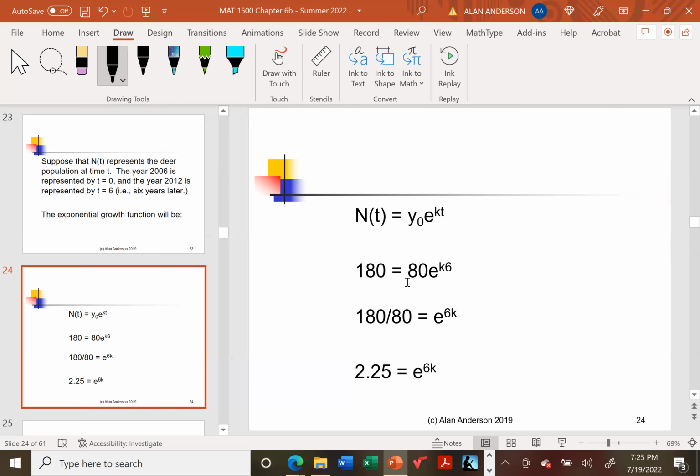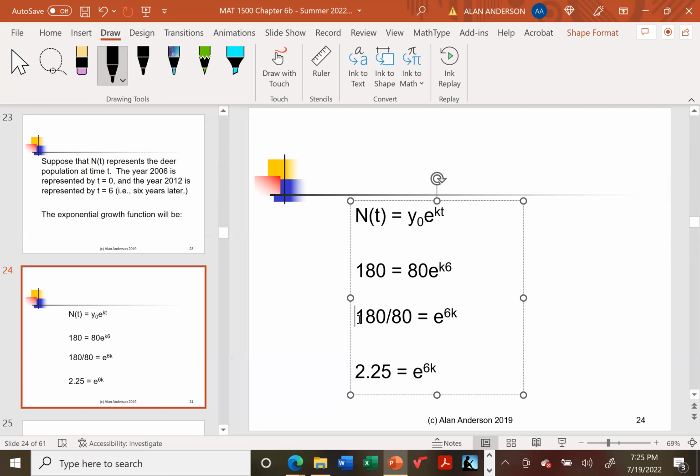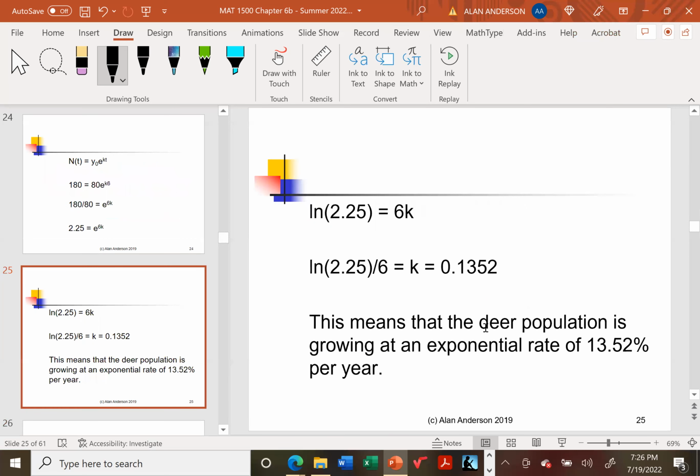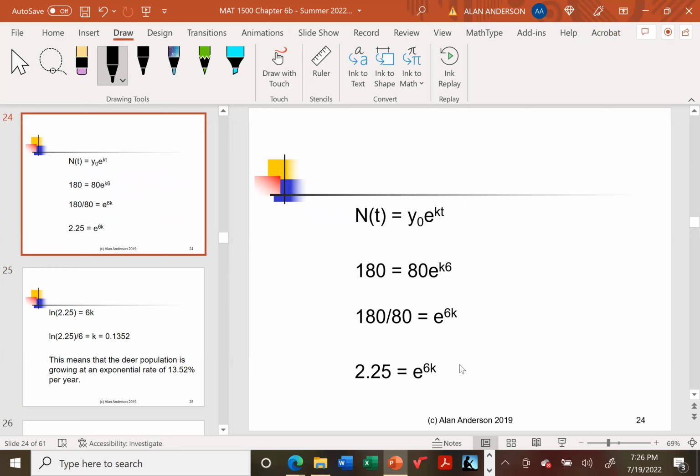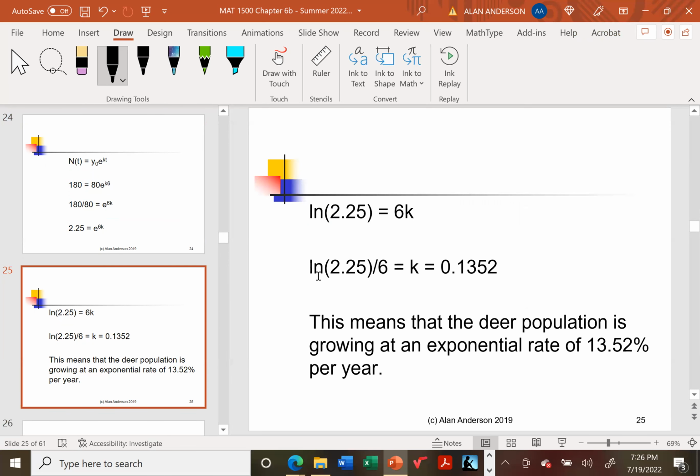So this means we have 180 equals 80 times e to the k times 6. And of course, k is the variable we're trying to solve for. So we rewrite it as 180 over 80 equals e to the 6k. First we'll reduce this to 2.25 equals e to the 6k. Of course, we'll take the natural log of both sides. We'll have ln of 2.25 equals 6k. And so ln 2.25 divided by 6 is the final result. In other words, using an exponential growth rate, the deer are growing at about 13.52% per year.